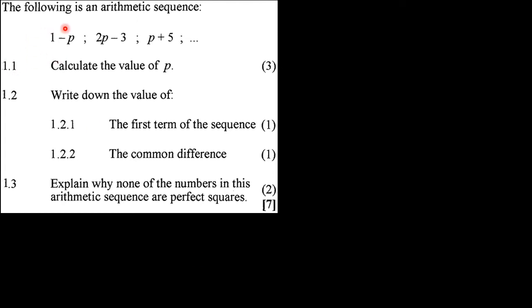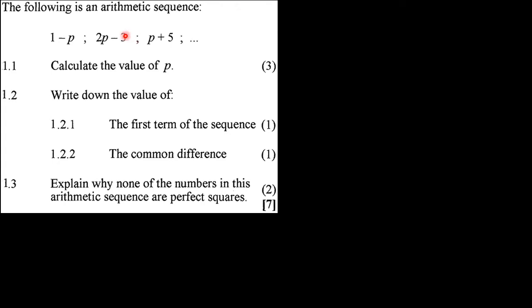It says the following is an arithmetic sequence. The following is an arithmetic progression. Remember, I told you if you don't want to say sequence, you can say progression. Now you are given 1 minus p, 2p minus 3, p plus 5. So this type of sequence is an algebraic sequence. Algebra means a combination of letters and numbers, variables and numbers. Because the terms comprise letters and numbers, it's an algebraic arithmetic progression.